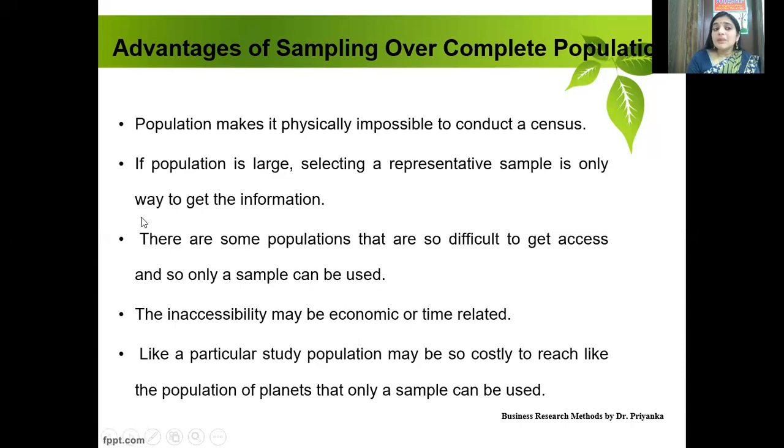Advantages. Maybe the population makes it physically impossible to conduct a census. Sometimes our target population is actually larger, right? In that case, a sample is good. If the population is large, selecting a representative sample is the only way to get the information. Yes, again, the same thing. There are some populations that are so difficult to get access to that only a sample can be used.